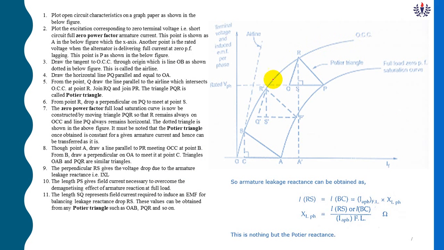This is the curve. Afterwards, in the zero power factor test, we vary the excitation each time. When you do this experiment in the laboratory, this diagram will become clear to you. This is my Potier triangle.